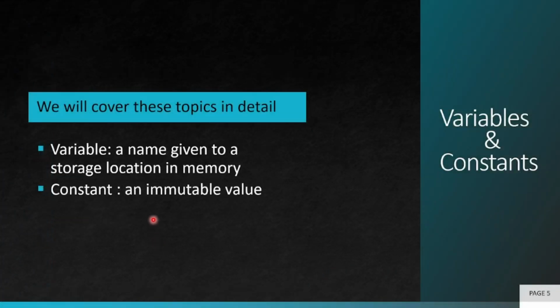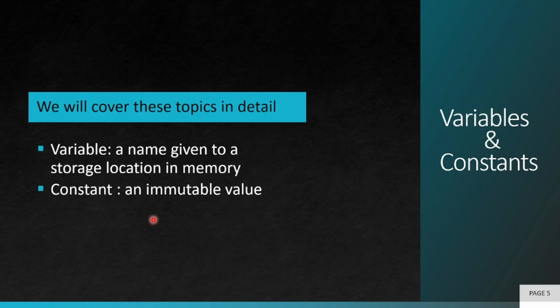Today, we are going to start our journey by learning about variables and constants. Let's start with two definitions. What is a variable? A variable is a name that we give to a storage location in memory where we can store a value. And what is a constant? A constant is any immutable value.